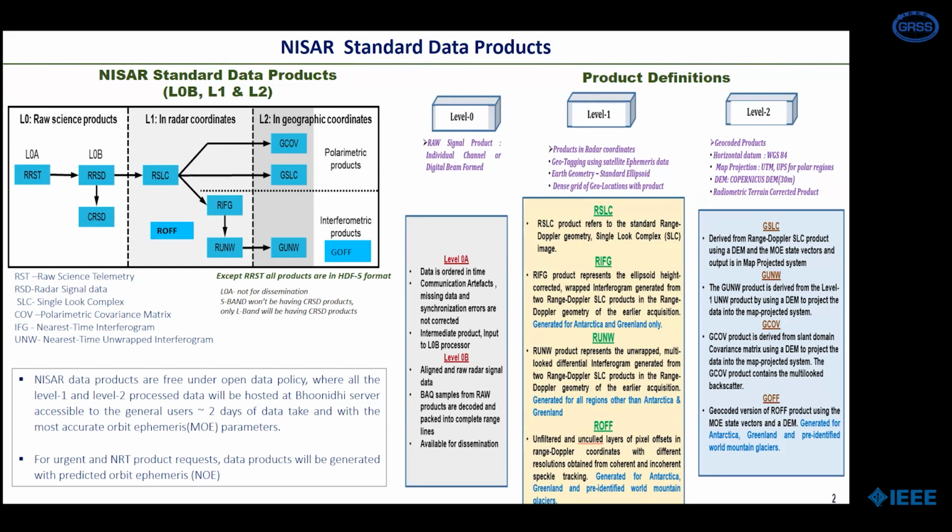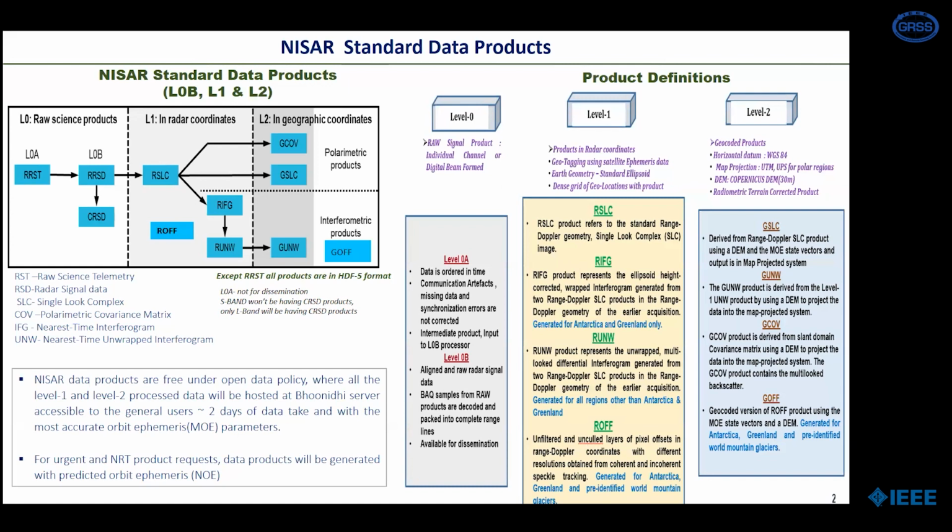Because we are divided into polarimetric and interferometric products, what I said, the L1 is of interferometric products. Then coming to L2, we have a geographic product, the GCOV, that is the covariance product, which is for the polarimetric product, and the GSLC. I think yesterday here we had a very good session on polarimetry, where you mentioned the covariance matrix and all. So we are providing that covariance product in the geo coordinates also. Using that, the user can derive their own decomposition products. And also the GSLC, the single look complex in the geocoded coordinates, we are giving.